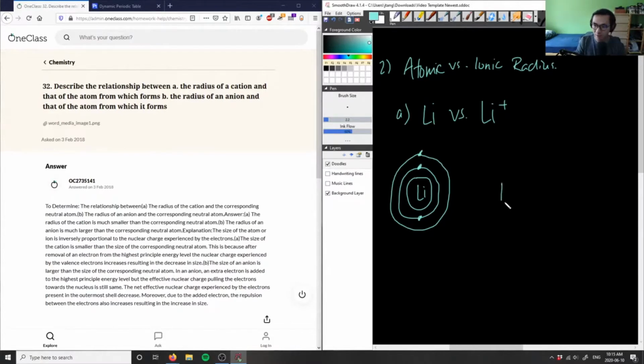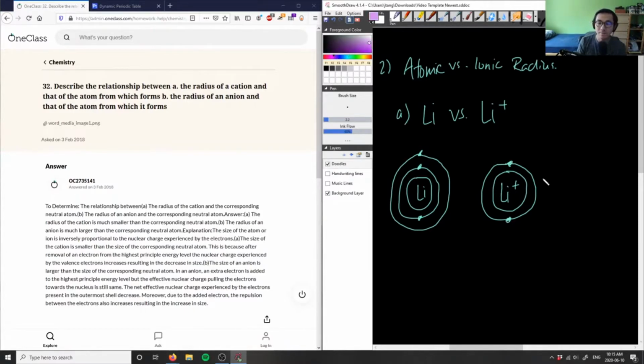And then for Li plus, it's very similar to this. In the first shell, I have 2. And then you realize in the second shell, I don't have an electron because I've given away this valence electron to some type of non-metal or whatnot. So in this case here, that is going to be my atomic radius. So let's compare our radiuses here.